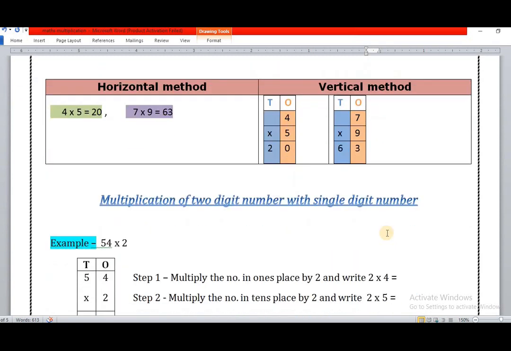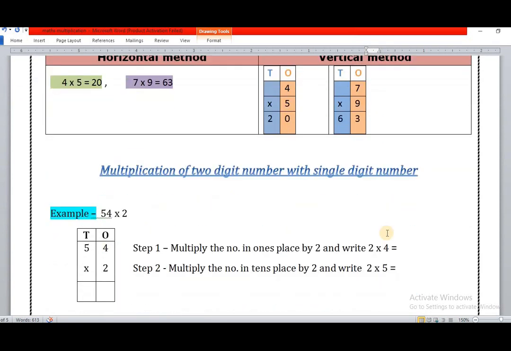Now comes multiplication of a two-digit number with a single-digit number. Example is 54 into 2. Children, when you have to multiply a two-digit number, you have to write tens and ones. Put the sign of into, and write the number with which you are multiplying. Let's follow some certain steps.